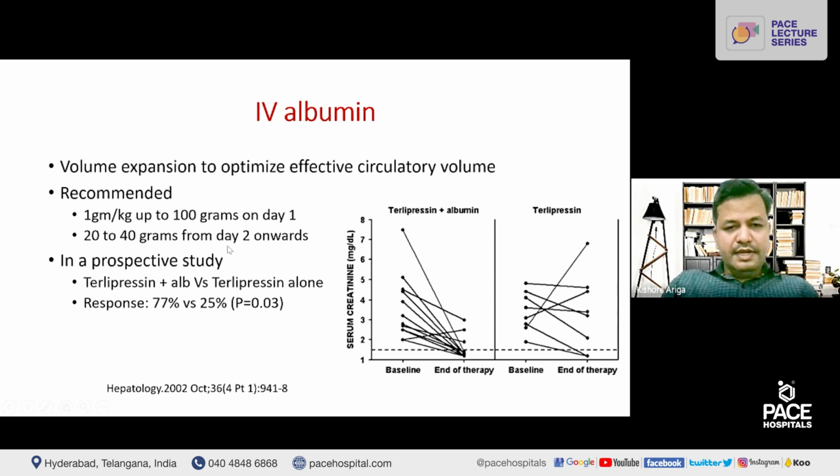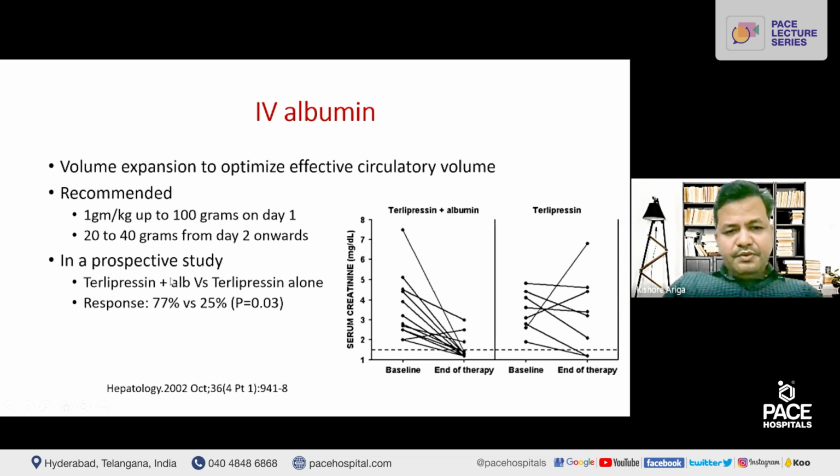This is varied. In some guidelines they ask for 1 gram per kg for 2 days, and after that we can give 20 to 40 grams. But in a recent large study which was published in NEJM, this was the protocol which they have used.